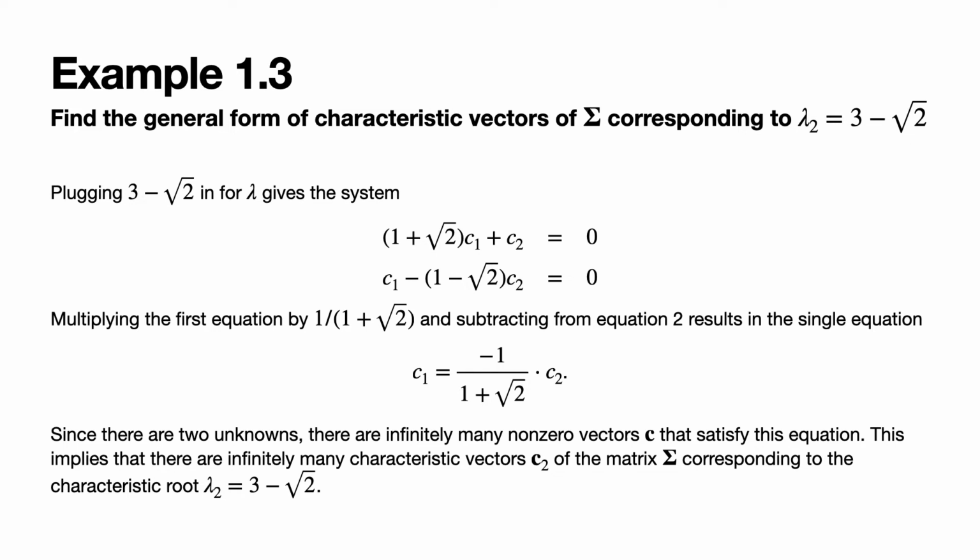And as before, we have a single equation with two unknowns. Because of that, we know that there are an infinite number of non-zero C vectors that satisfy this equation. This implies then that there are an infinite number of characteristic vectors C2 of the matrix cap sigma corresponding to the characteristic root lambda 2 equal to 3 minus the square root of 2.